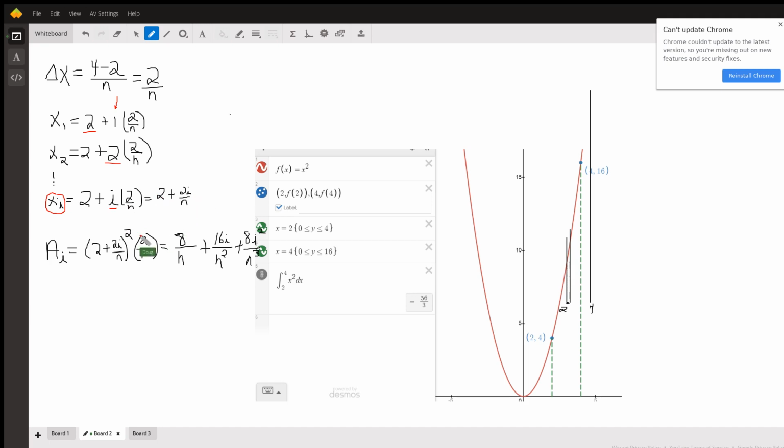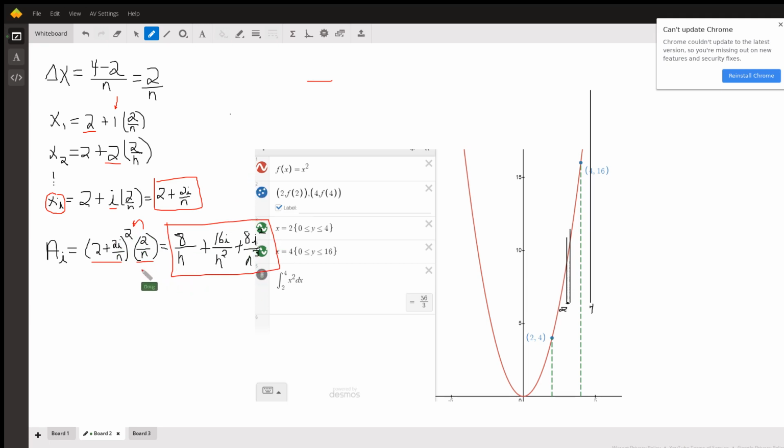Now, how do we get the area of the ith rectangle? Well, we take this number and plug it into the function x squared. That's what this is right here. That will give us the height of the rectangle. And then if we multiply that by the width, we will have the area of the ith rectangle. If you square this binomial and then distribute the 2 over n, this is what you end up with. I'll let you verify that.